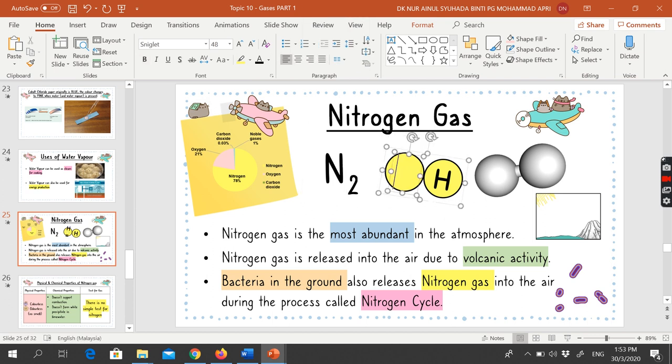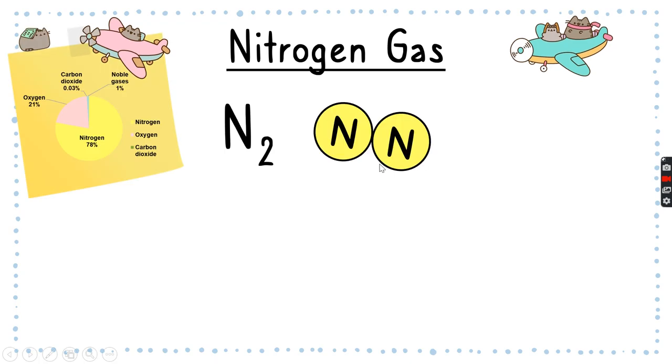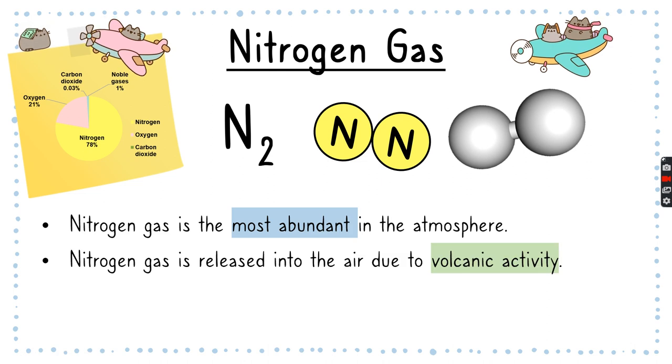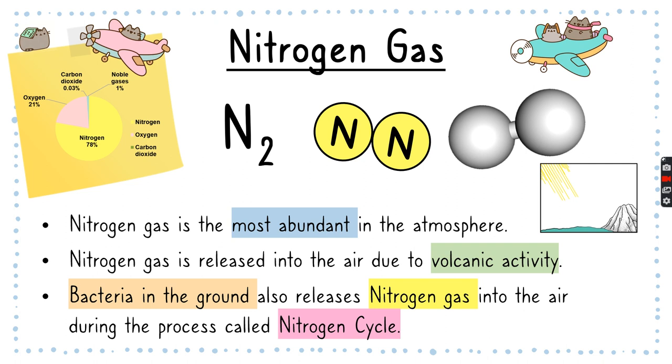It's N2. Later I'm going to update our slides because it's a little bit of a mistake right there. So N2 is nitrogen gas, and it is the most abundant in the atmosphere. Nitrogen gas is released into the air due to volcanic activity, but mainly bacteria in the ground release nitrogen gas into the air during this process called the nitrogen cycle.